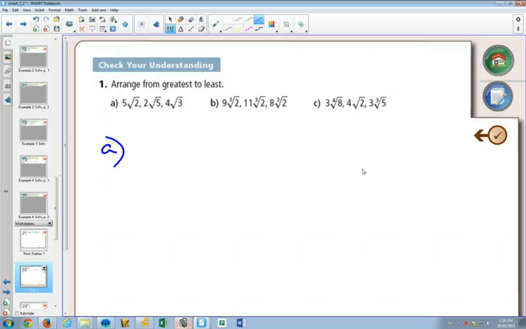So there are two ways that you can compare radicals in order to arrange them from least to greatest. One way is if it happens to be on a non-calculator part of a quiz or a test. How do you do that without your calculator? How do you compare 5 root 2 and 2 root 5? Which number is bigger?